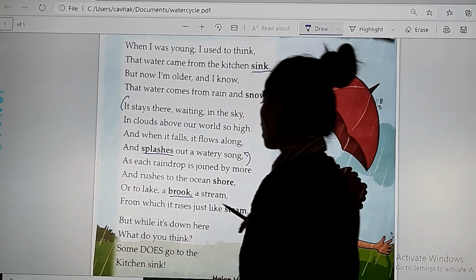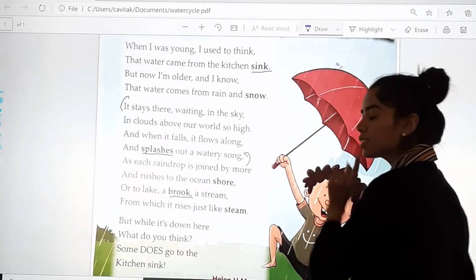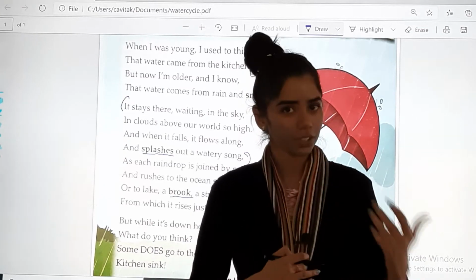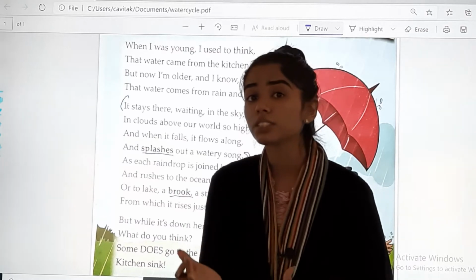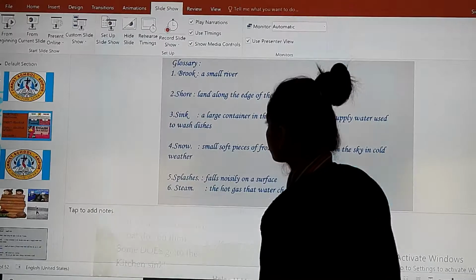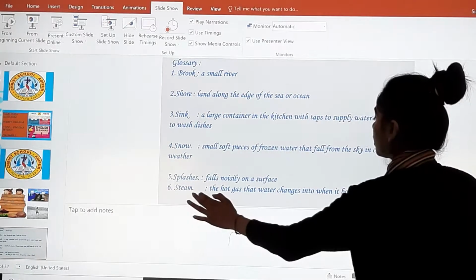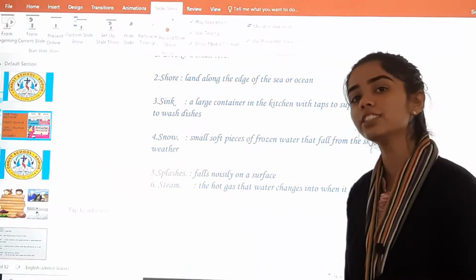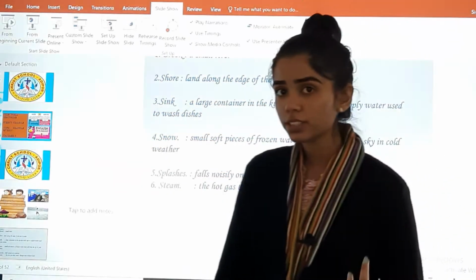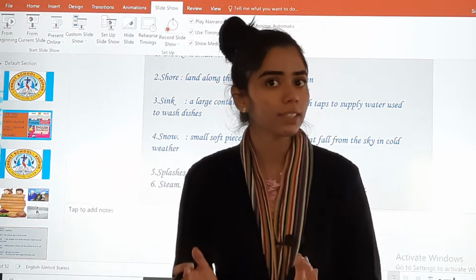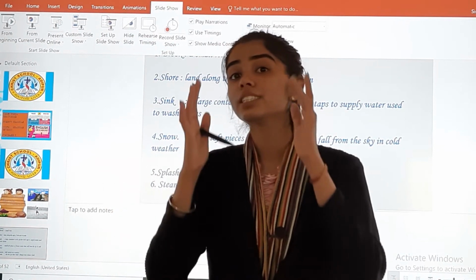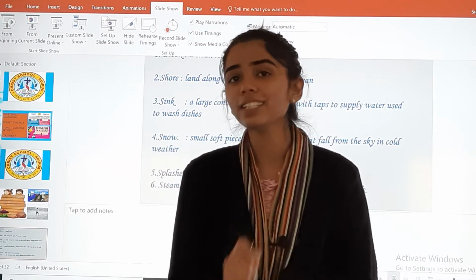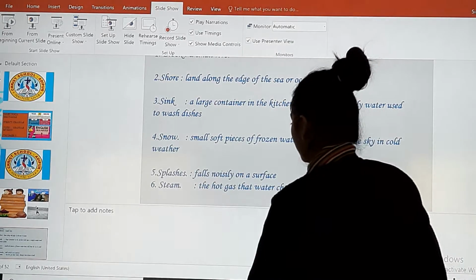It goes in the stream, it goes to the lake and a brook. Okay, is it clear? From which it rises just like steam. Steam, what is it? We have learnt about water vapor. We have learnt about steam. Okay, it is in gaseous form. And what is it known as? The hot gas that water changes into when it boils. So आपने notice किया होगा जब हम water को boil करते हैं, so what happens? There is steam. Okay, it boils, so आपको धुआं दिखता है and that is known as steam.